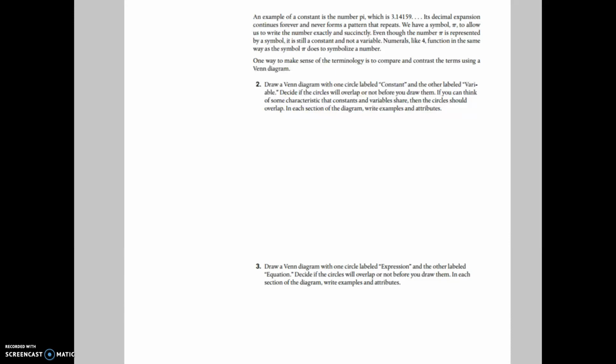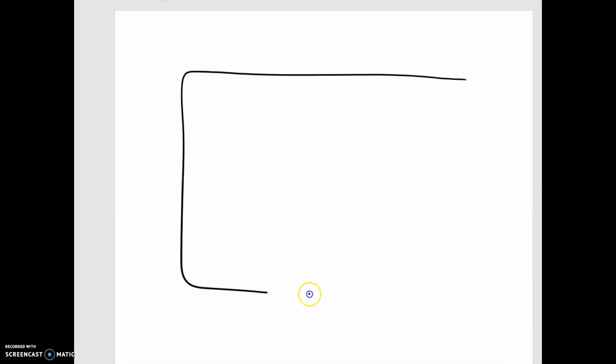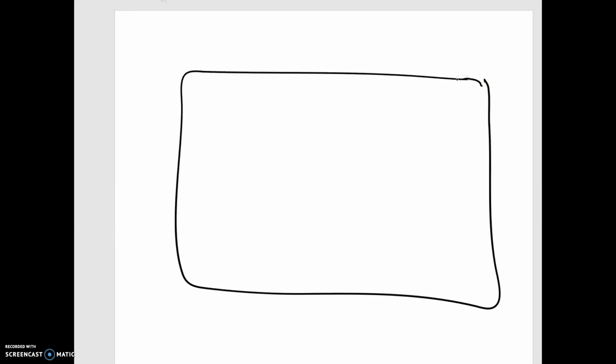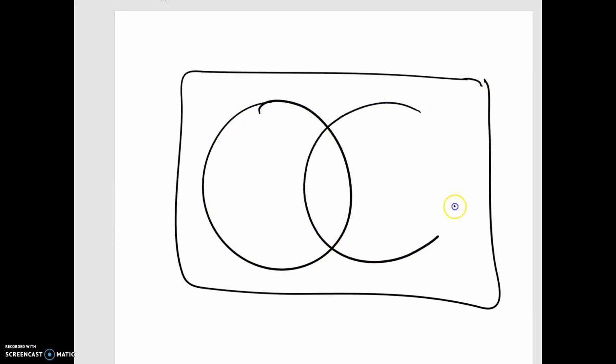We're going to draw a Venn diagram, and one is going to be constant and the other is going to be variable. And so then we're going to make a Venn diagram and put things in there. So if I grab a pen here. All right, so here we have our big Venn diagram, and then we're going to make our 2 circles. And we're going to compare constants, and we're going to compare variables.